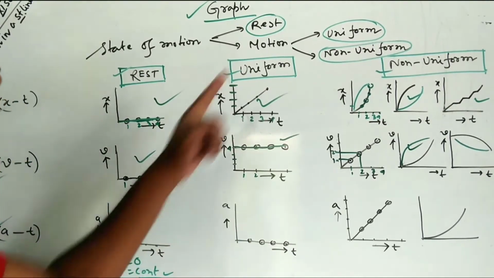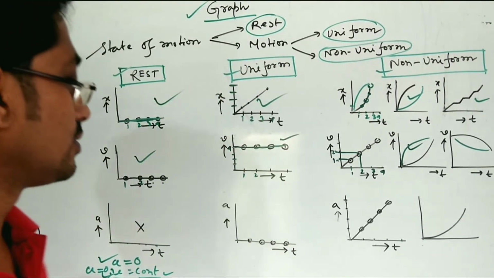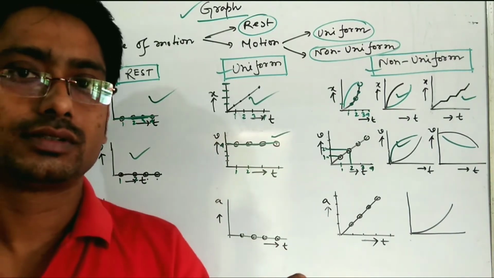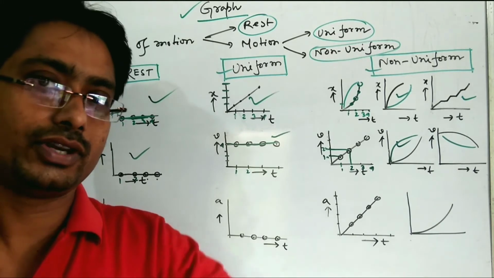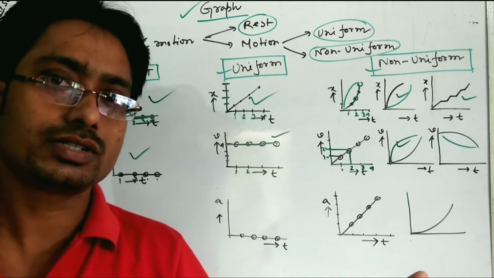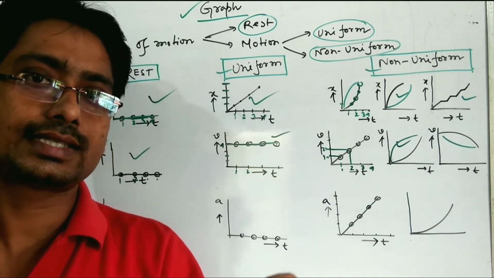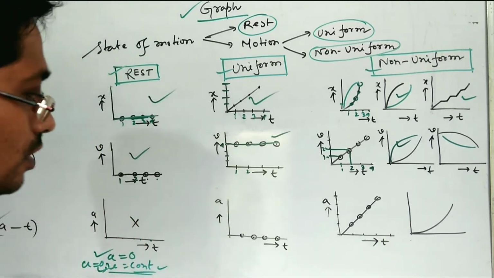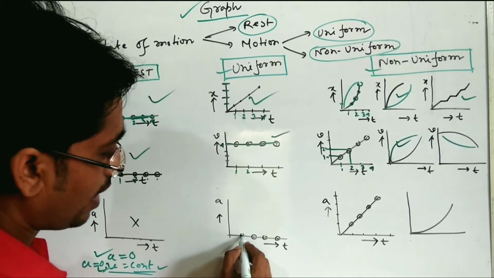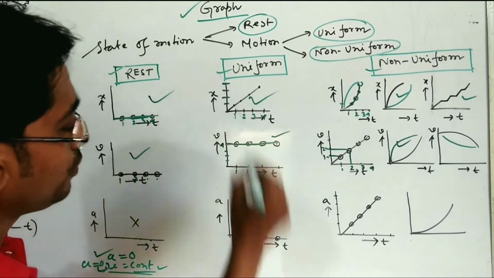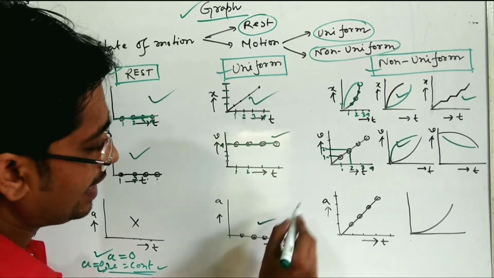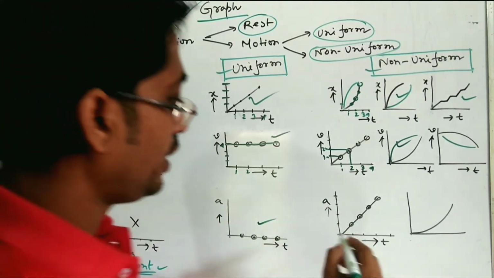Now for uniform motion, the body moves equal distances in equal intervals of time. That means the velocity is constant. If the velocity is constant, then what is the acceleration? Acceleration is 0. So the AT graph for uniform motion will lie on the t-axis.